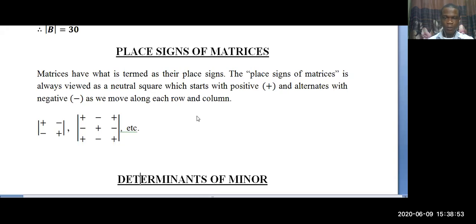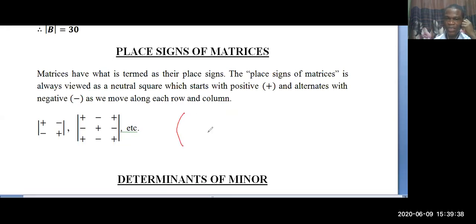All right, okay. Somebody is asking for an explanation of the place sign of a matrix. We say that the place sign of a matrix should be viewed as a neutral square. Okay? When we talk about a neutral square, we're talking about a square that has equal numbers of positive and negative. Just like an atom that has equal numbers of proton and electron. But more to that, it alternates with positive and negative, starting from the uppermost left hand corner and moving along the rows and columns. You will now have the place sign of every matrix.